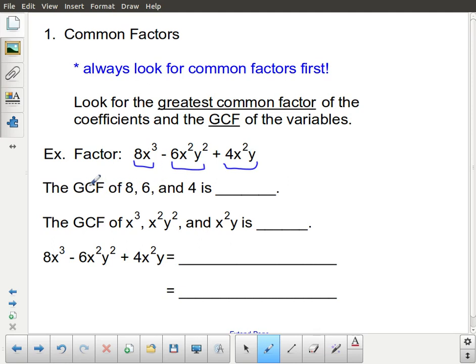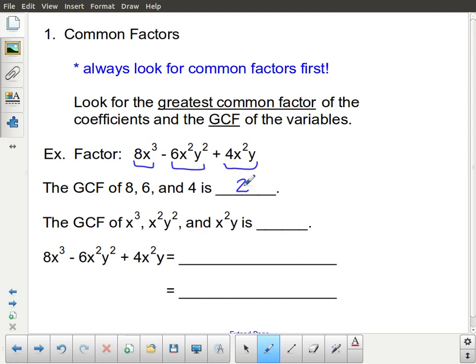So the first thing you want to do, and hopefully you get to the point where you do this in your head, is take a look at the constants, the things that are not variables. So the numbers, 8, 6, and 4. I'm not going to worry too much about positives and negatives here. We're really focusing on the coefficients themselves. And so between 8, 6, and 4, what is the greatest common factor? What is the largest number that divides evenly into each of these? And the answer to that is the number 2.